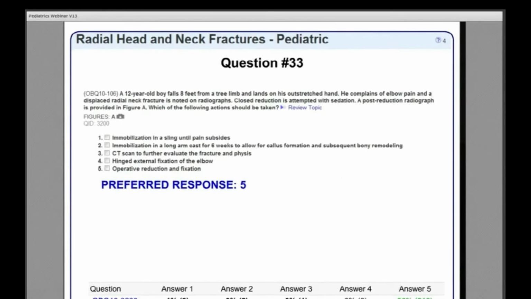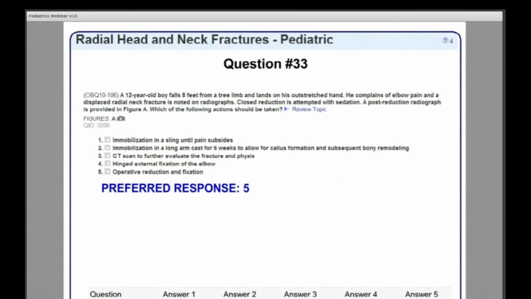So, knowing the tolerances for radial neck fractures, you are able to select choice 5, operative reduction and fixation. This does not necessarily mean open reduction. It just means closed reduction or percutaneous reduction in the OR after your initial attempt outside of the OR has failed.